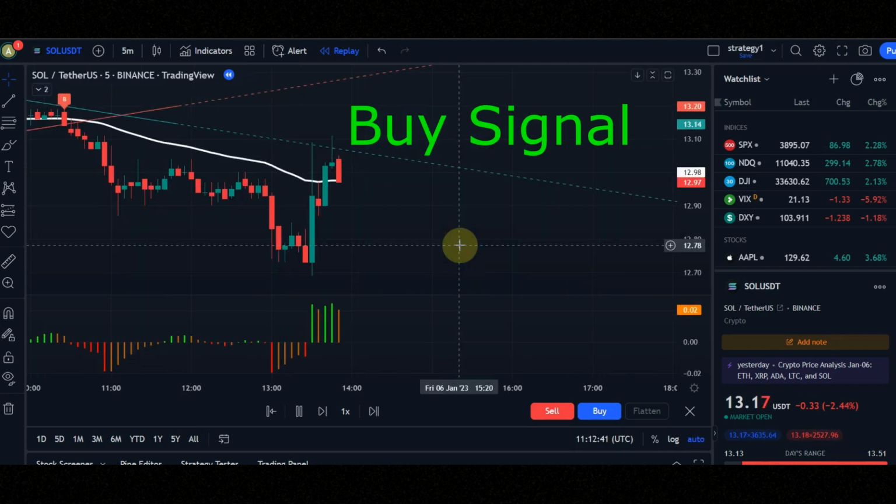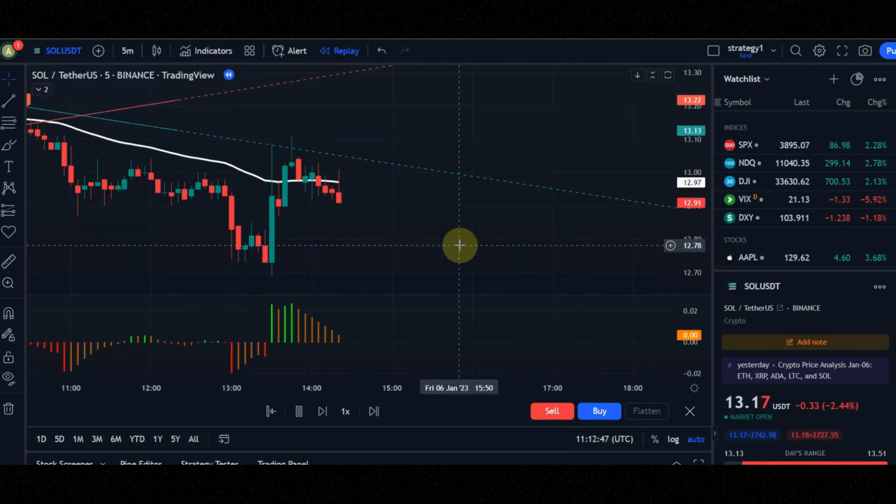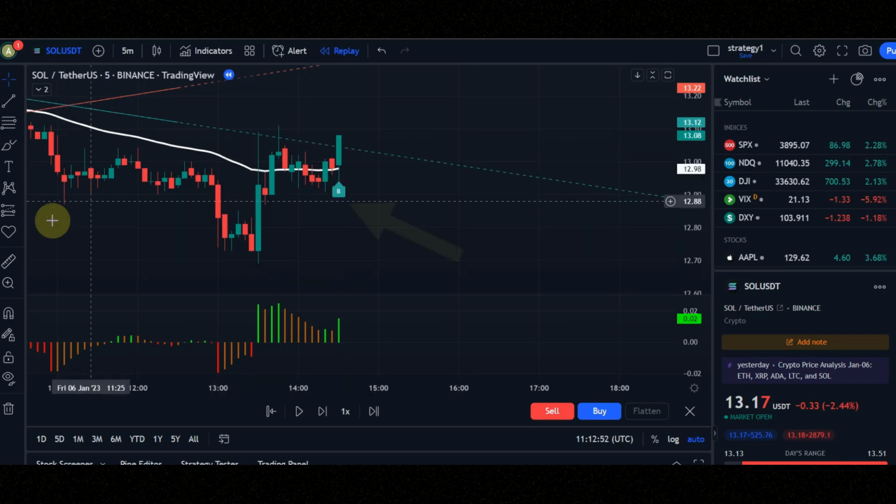These are the conditions for entering a buy position. Condition number 1, when you see buy signal, check the candle must cross the dot line to up. Condition number 2, candle must be green. Condition number 3, histogram must be green. Condition number 4, candle must be above the white line.